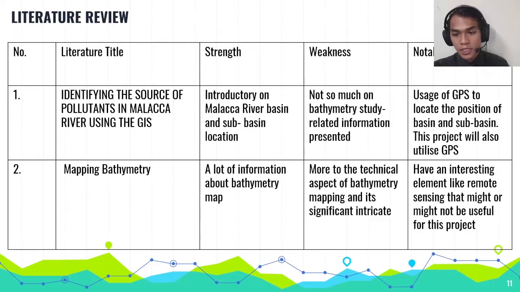The notable feature is an interesting element like remote sensing that might or might not be useful for this project. Since this project is not very finalized on what I'm going to use, the remote sensing feature might be used, or maybe I'm not going to use it.